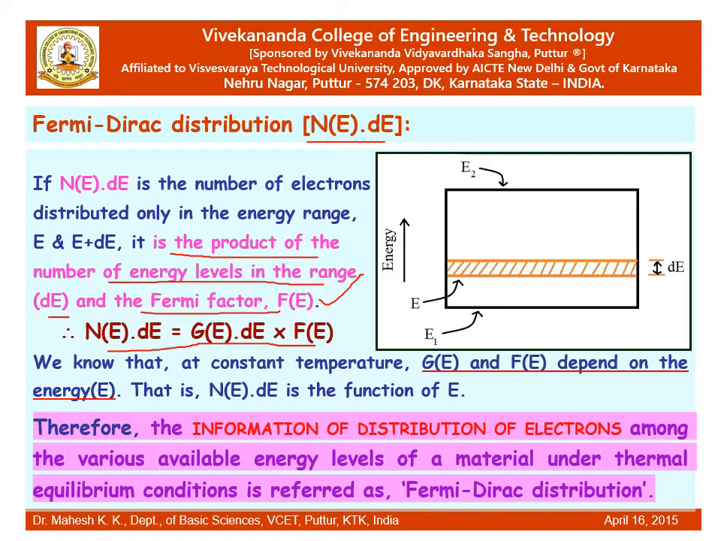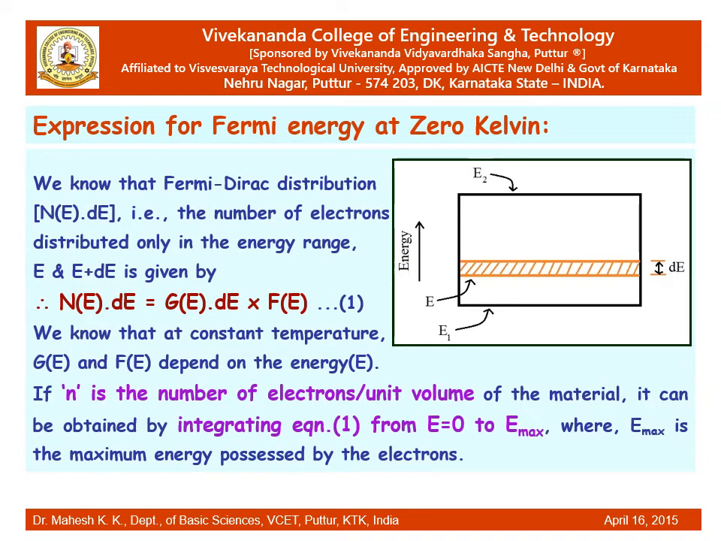Of course, we know that at constant temperature, g of E and F of E depend on the energy E, and therefore n of E dE is also a function of E. Therefore, the information of distribution of electrons among the various allowed energy levels of a material under thermal equilibrium conditions is referred to as Fermi Dirac distribution. Let us get the expression now for Fermi energy at 0 Kelvin.